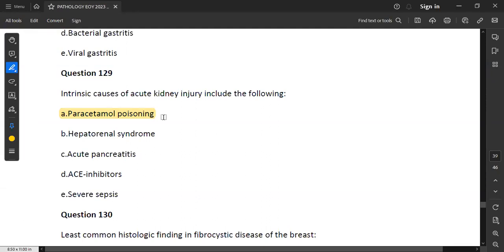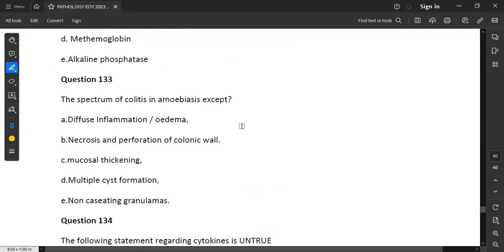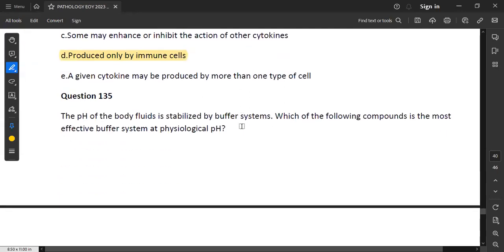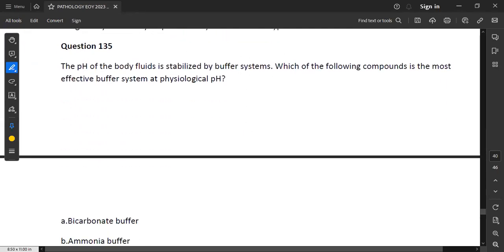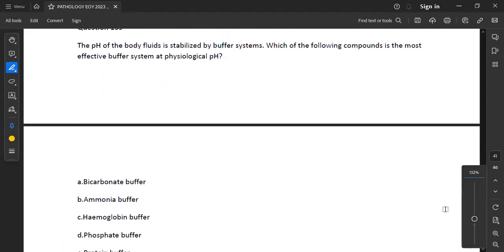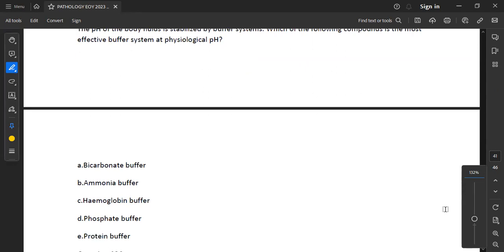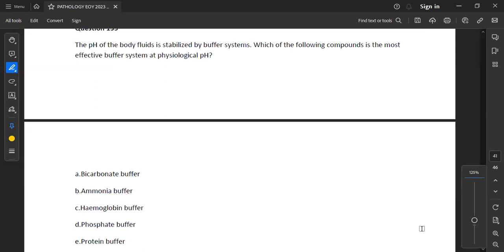And then we go to question 135. The pH of body fluids is stabilized by buffer systems. Which of the following compounds is the most effective buffer system at physiological pH? It's A, bicarbonate buffer.